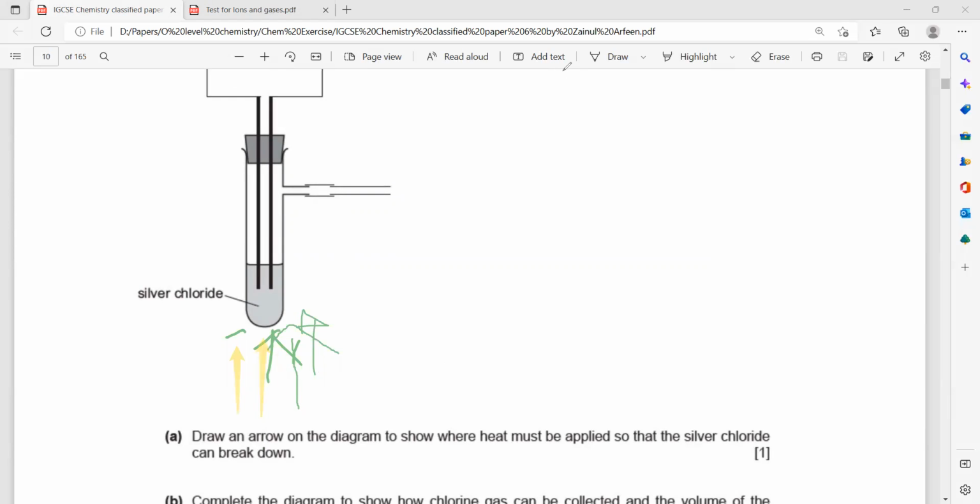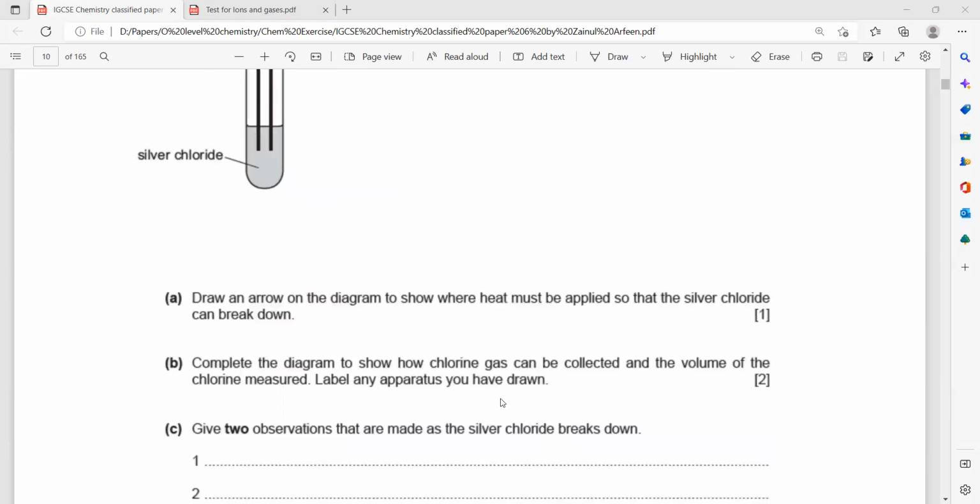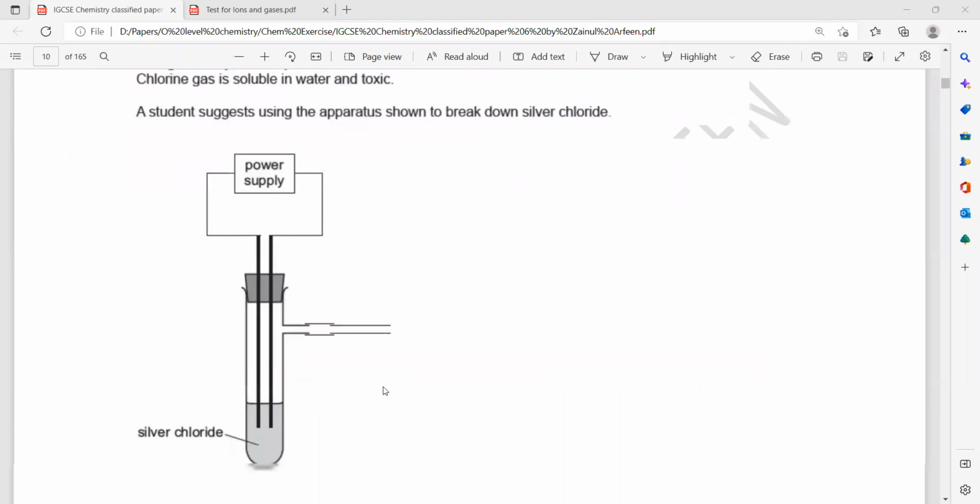Then the next one, complete the diagram to show how the chlorine gas can be collected and the volume of chlorine measured. So what we have to do, we have to connect a gas syringe here. So there must be a gas syringe, and that's good that you mentioned the labels as well, because we want to measure the gas volume. So there will be a gas syringe with a piston there, and we just measure how much gas is given off. So we have to connect a gas syringe.